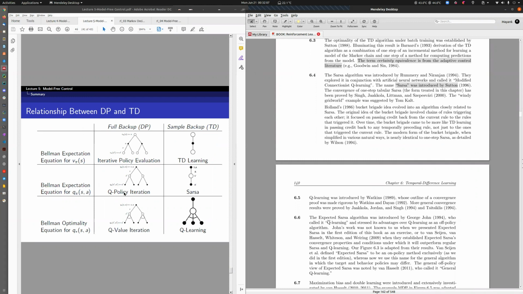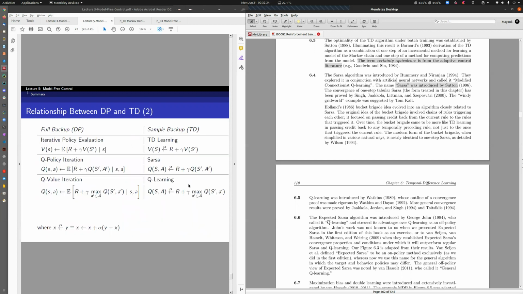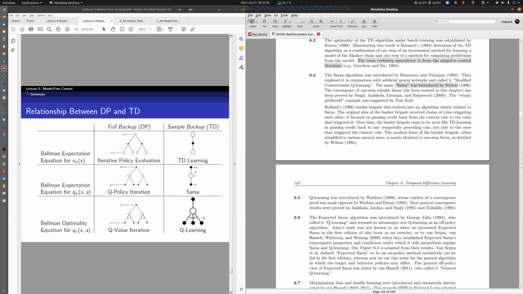So please revise the original DP chapters with respect to the Bellman expectation and the Bellman optimality equations, because they will come in handy when we discuss this. Yep, that is it from my end.